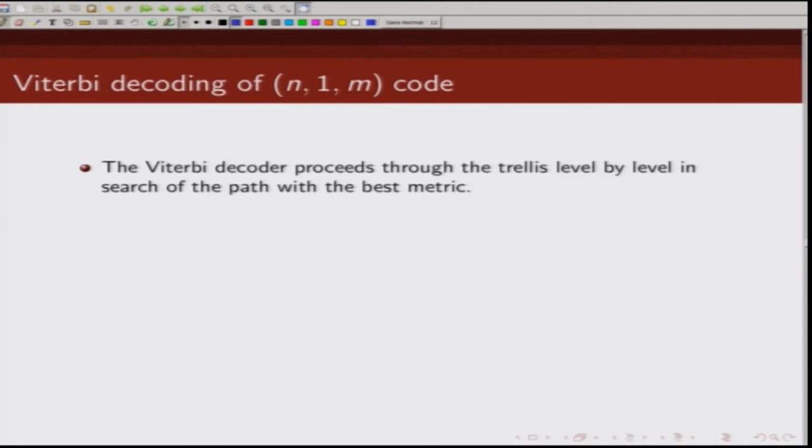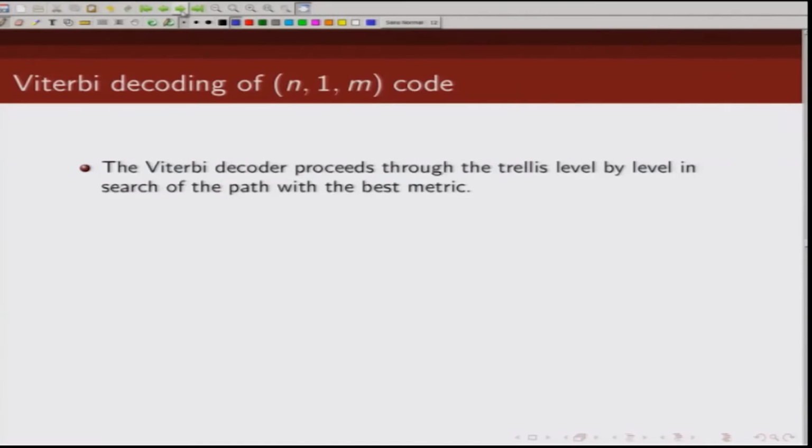So, how does the Viterbi decoder work? It proceeds through the trellis one time instance at a time in search of the best partial path metric up to that particular time instance. You start with time t equal to 1, and at that time instance you compute the best path metric at each of the nodes, at each of these states. This you repeat for the next time instance. You do the same thing, you try to find out what is the best path metric for that particular time at that particular state.